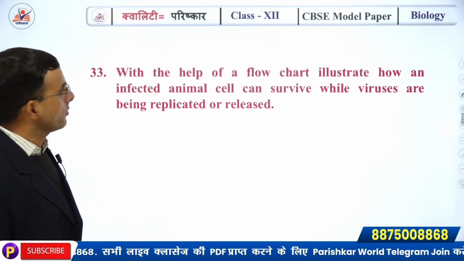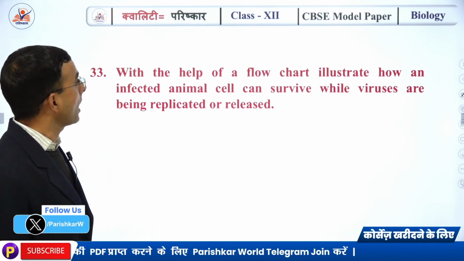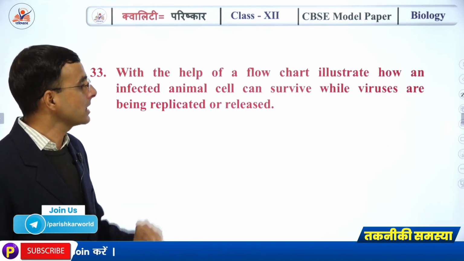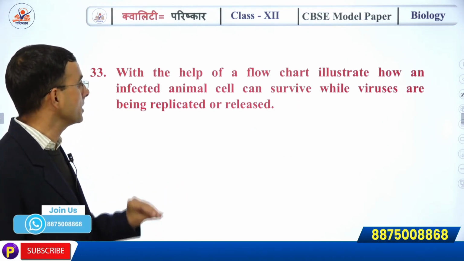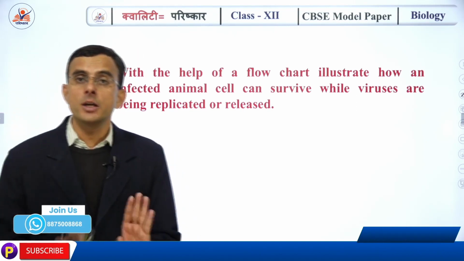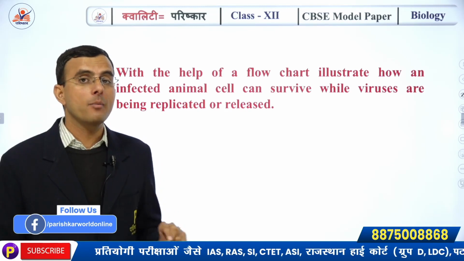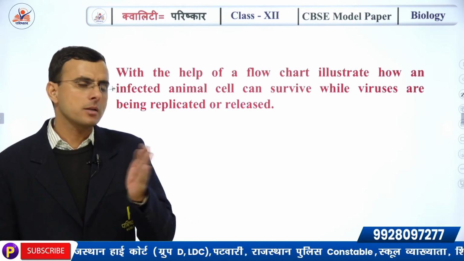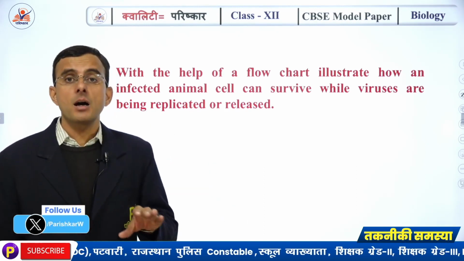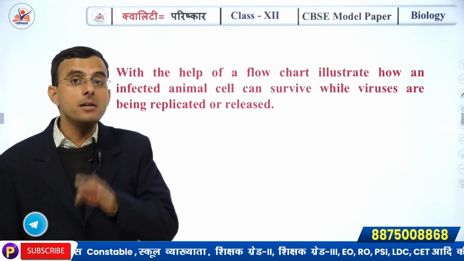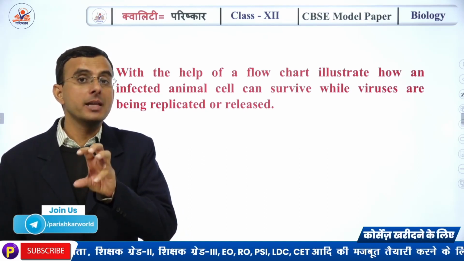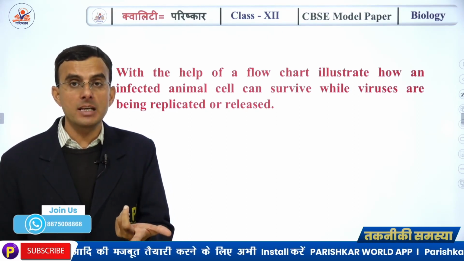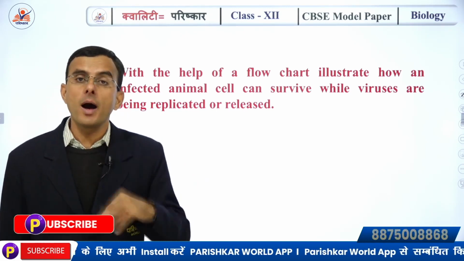Now the last question is: with the help of a flow chart, illustrate how an infected animal cell can survive while viruses are being replicated or released. We know that viruses are made up of only RNA or DNA and a protein coat. Some are DNA viruses, some are RNA viruses. They are inactive outside, but when they enter a living cell, they act as a living structure.